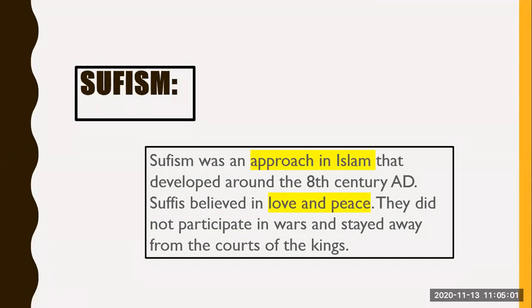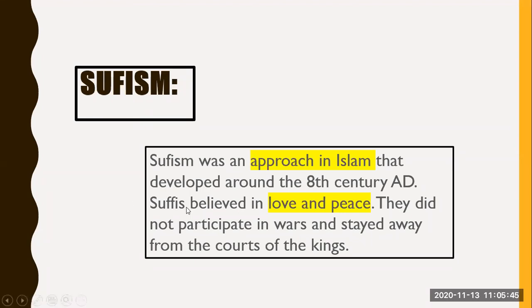The last topic of your chapter, Muslim rule in South Asia, is Sufism. We had learned about it in class as well. We discussed it in previous classes, right? So we are going to highlight only important points of Sufism. Sufism is an approach in Islam that developed around the 8th century AD. Sufis were the people who believed in Sufism, right? Sufism is a kind of approach, and the people who choose to approach Islam this way were called Sufis.